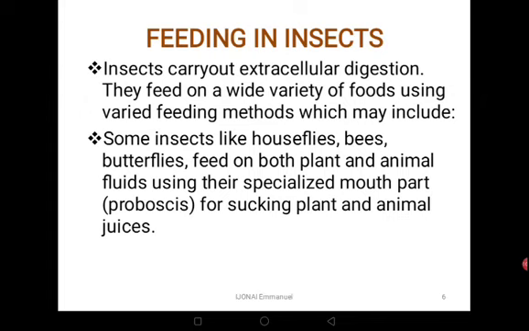There are some insects like the houseflies, the bees, the butterflies, which feed on both plant and animal fluids using their specialized mouth parts called the proboscis. That proboscis is used for sucking plant and animal juices. Probably you must have seen the butterflies feeding on flowers. They feed on nectar. They have a long proboscis. They insert it into the flower and then they suck the nectar.